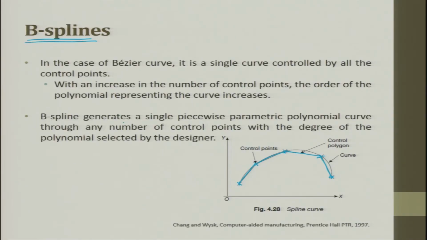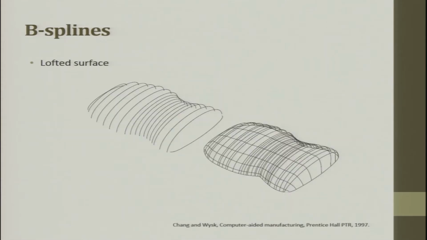So, B-spline generates a single piecewise parametric polynomial curve through any number of control points, these are the control points, with the degree of the polynomial selected by the designer. Here is a lofted surface. So, in this lofted surface, these are the curves, these curves are joined together and they form a surface.